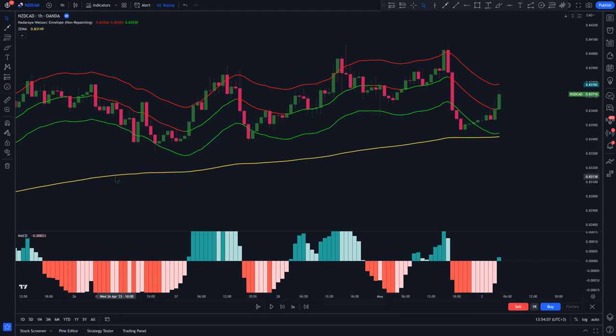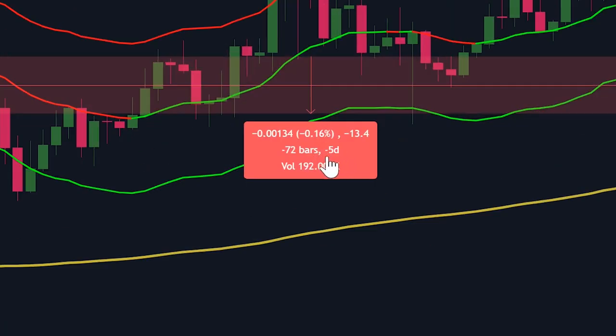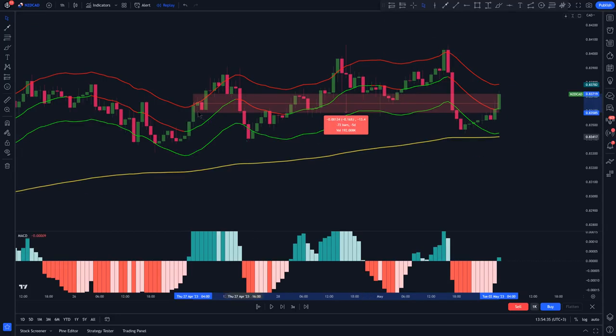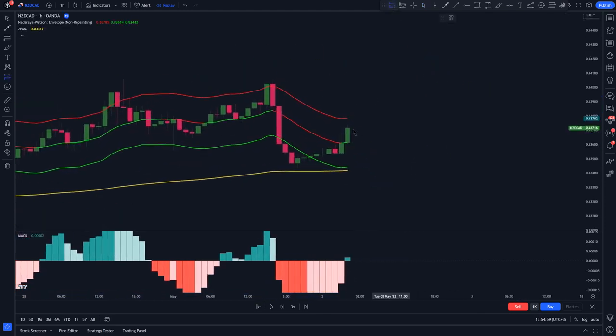To confirm that, you just take the measure tool, click on this very last candle, and drag it all the way until it says 5 days right here. In this particular example, you can see that for the entire 5-day period, the price candles never touched the moving average, making this a valid entry candle. We're going to enter a long trade here.